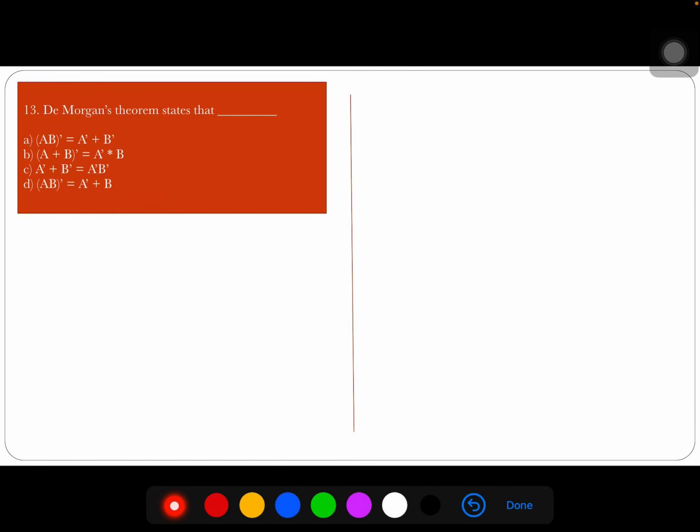Next question is, De Morgan's theorem states that... so what is De Morgan's theorem? If you get an expression like this and you get a complete bar, you can separate each variable by putting individual bars, and the plus sign will be converted into dot. Or if you come across such a type of expression, you can again separate them with individual bars, but the dot sign will change into plus. So that is De Morgan's theorem.